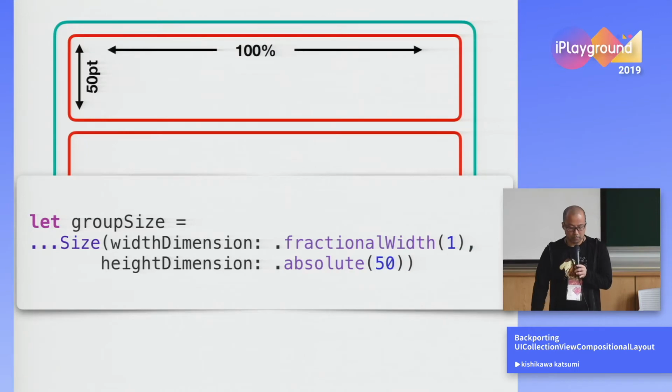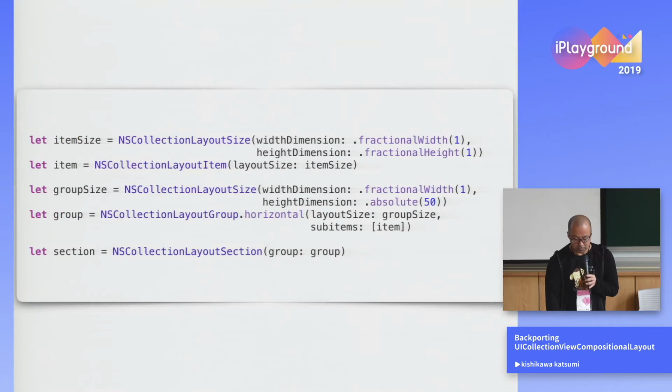For the group, the width is specified the same as the item, fractional width 1, so it is the same as the section width. On the other hand, the height is specified as absolute 50. Then it will be 50 points high regardless of the size of the container. Basically, this is all. You will find it very simple.